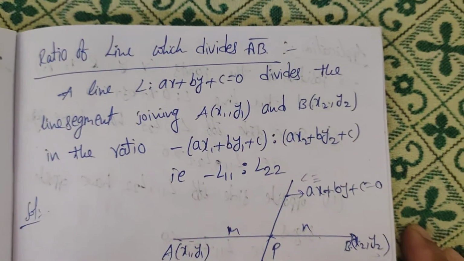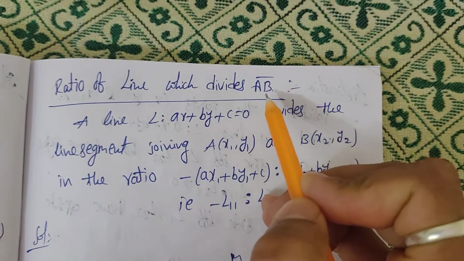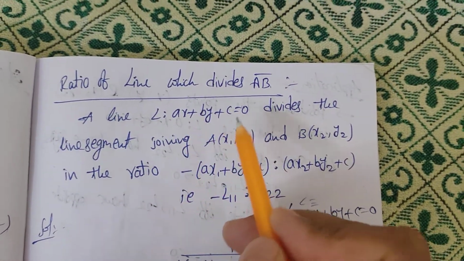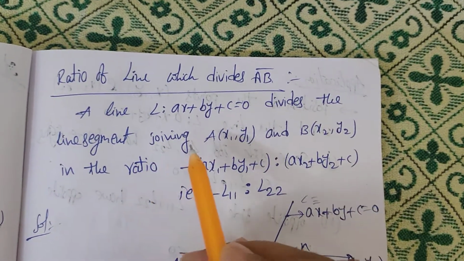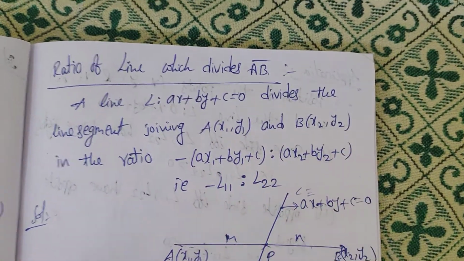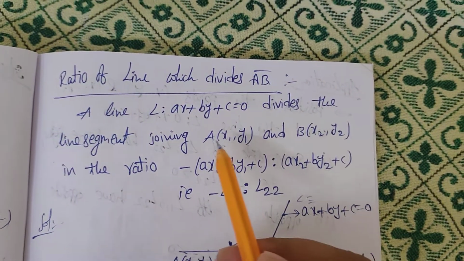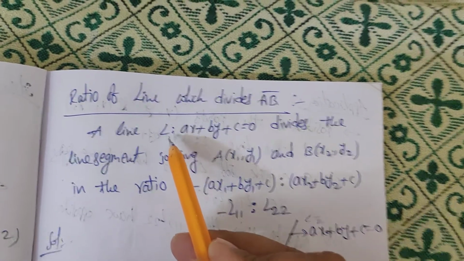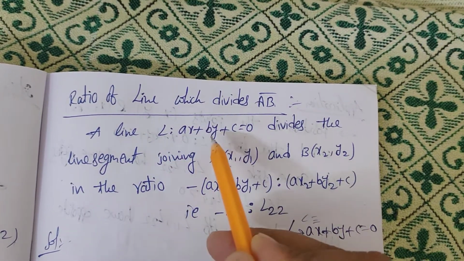Good morning, students. Our next concept is the ratio in which a line divides the line segment AB. A line L, ax plus by plus c equal to 0, divides the line segment joining A(x1, y1) and B(x2, y2) in the ratio minus of (ax1 plus by1 plus c) is to (ax2 plus by2 plus c). So generally, if you substitute (x1, y1) in the given line L, this is denoted with L11.